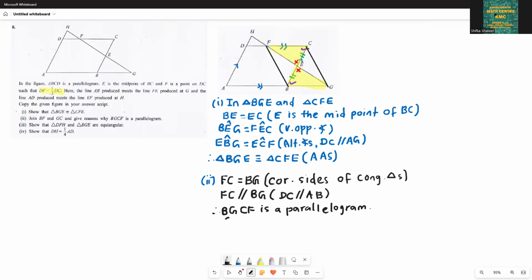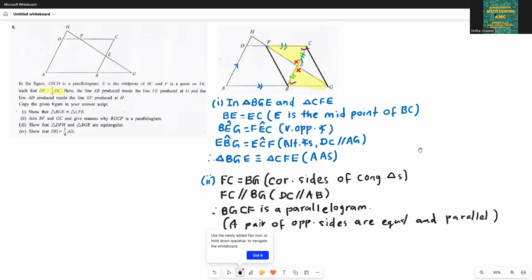Okay, what is the case to be a parallelogram? A pair of opposite sides are equal and parallel. A pair of opposite sides are equal and parallel means that is a parallelogram. Or else, children, you can prove this in another case. A pair of opposite sides are parallel and equal means that is a parallelogram.